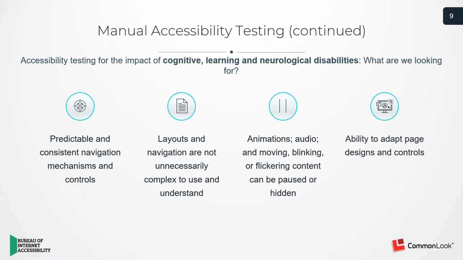The next one we're going to cover is cognitive, learning, and neurological disabilities. And what do we look for from them? You need to make sure everything is predictable and has consistent navigation mechanisms and controls in place. Layouts and navigation are not unnecessarily complex to use or to even be understood. Animations such as audio and moving, blinking, or flickering content can be paused or hidden. And the ability to adapt a page's design and controls. Those are all things that need to be manually tested.